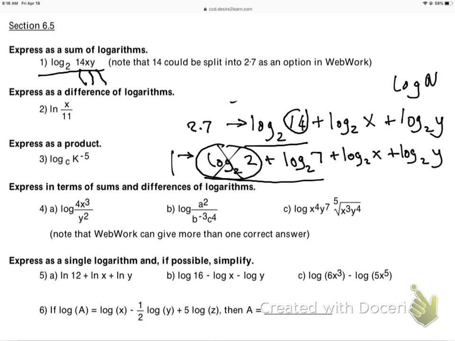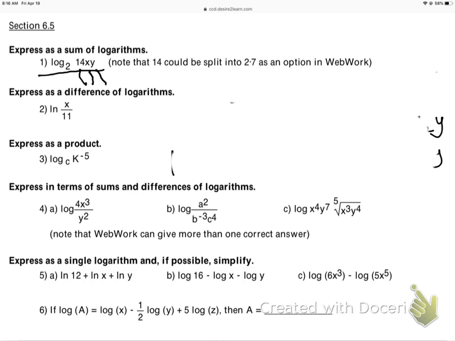Okay, so let's take a look at a division. A division will turn into a subtraction of 2 separate logs, or 3 separate logs, whatever you've got. So this here is just ln of x minus ln of 11. That's all that is.